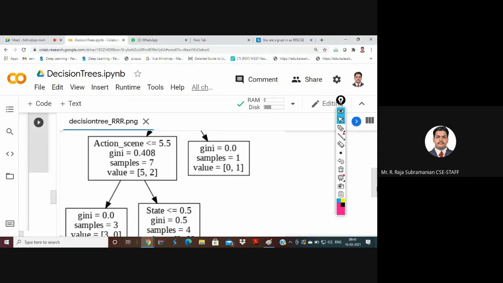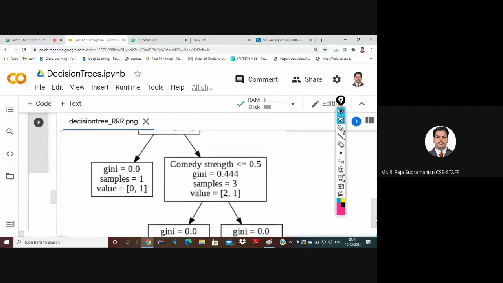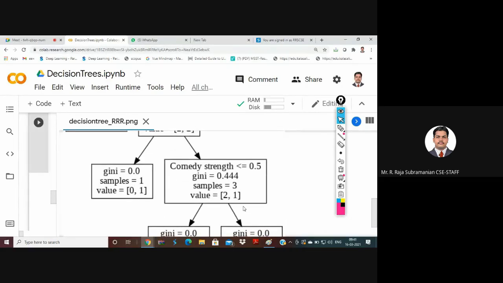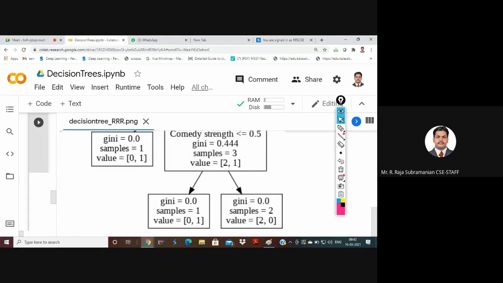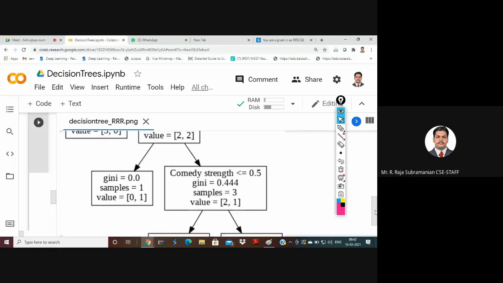So there is no room for taking into account the comedy strength up to this level. Finally came the comedy strength. So it means that a movie's hit or flop is not going to be decided by the comedy strength. It is only with respect to the action scene as well as the state. And if you see, aggression is not present anywhere, which means that it is actually very low. So it is not very much involved in predicting the hit or flop of a particular movie.